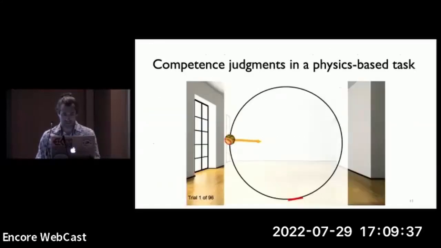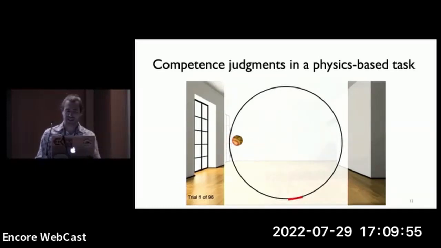So let's get started. First, I want to present the task that we use to try and understand how people evaluate the competence of agents around them. So here, we're exploring people's judgments of competence in this physical setting. And this is important because it gives us a chance to probe these judgments in a kind of rich, structured environment that people rely on in the real world.